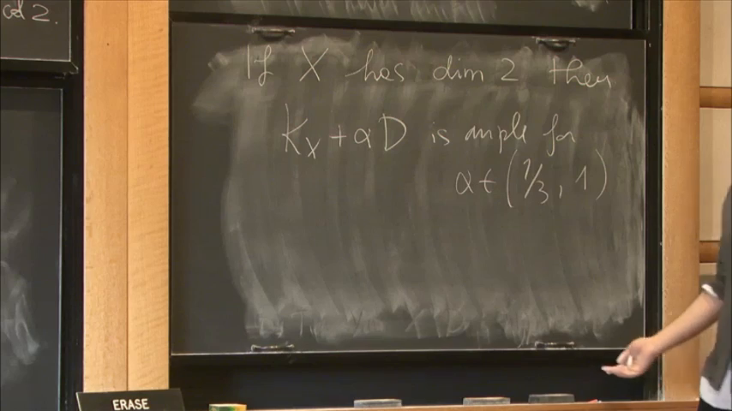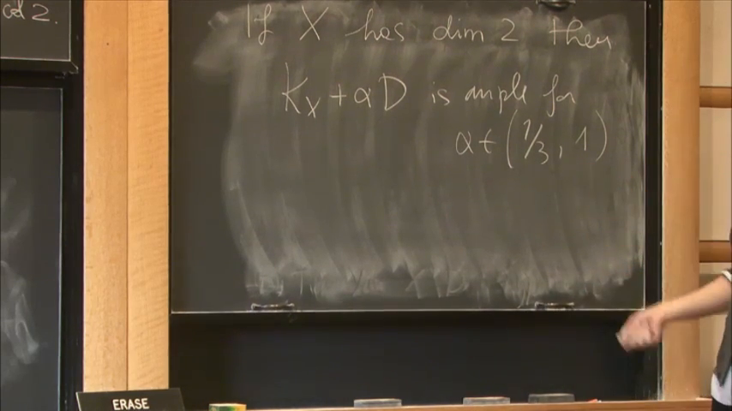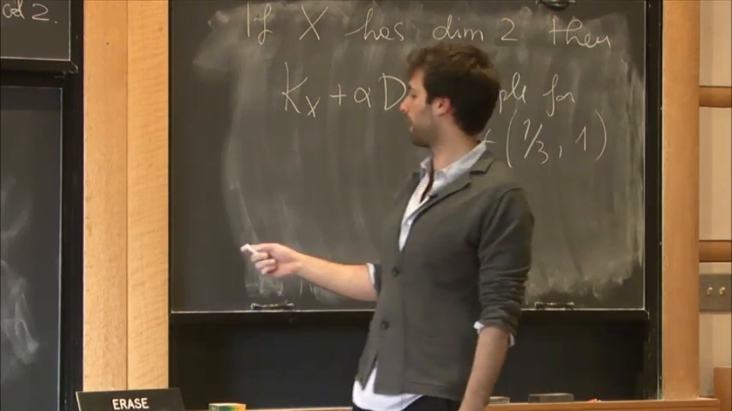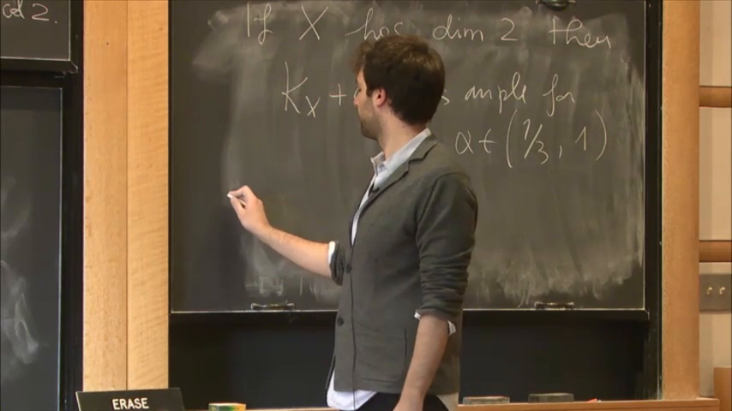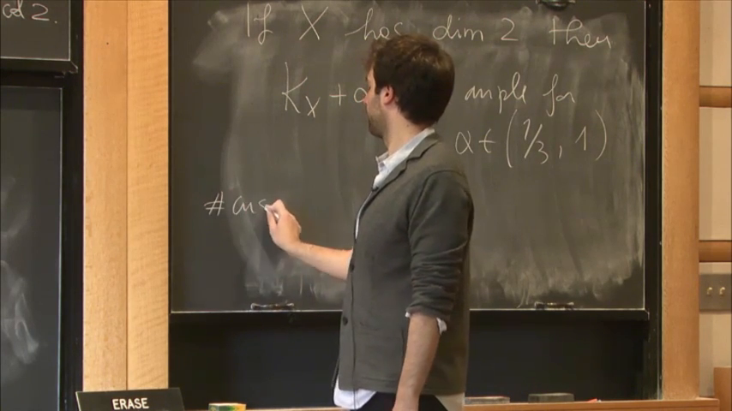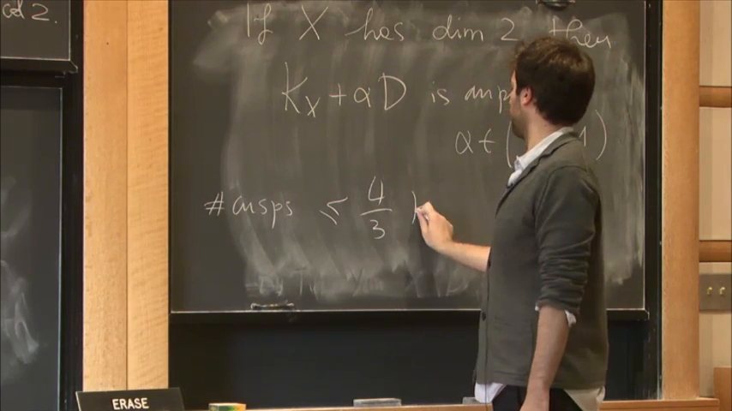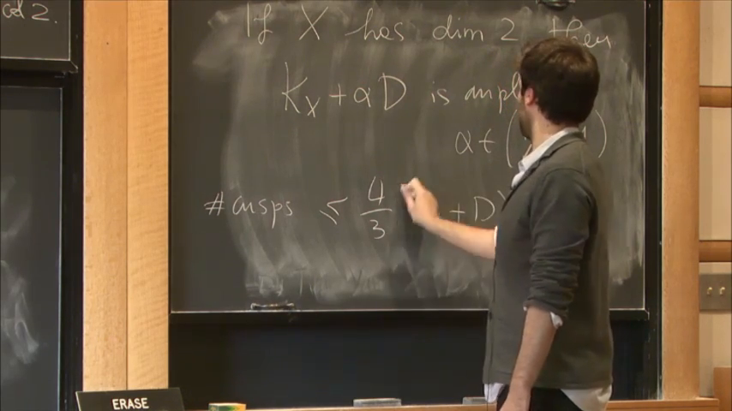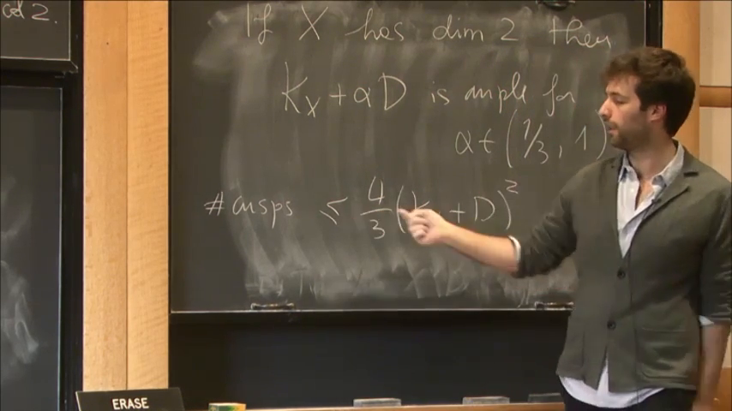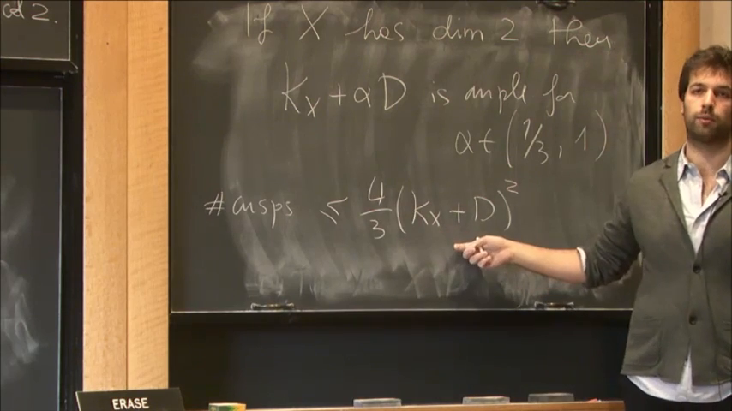But using similar ideas, we get a sharp cusp count for surfaces. So we get that the number of cusps is less than or equal to 4/3 (kX + D) squared. And again, equality is achieved exactly for Hirzebruch examples.